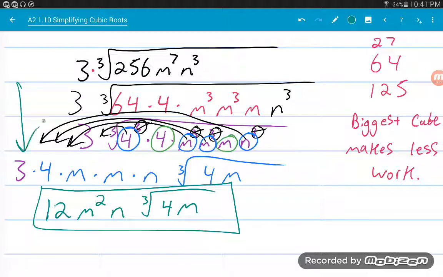So that 3 didn't do anything until the very end when I multiplied him by the other number. Otherwise, it's the same exact steps.